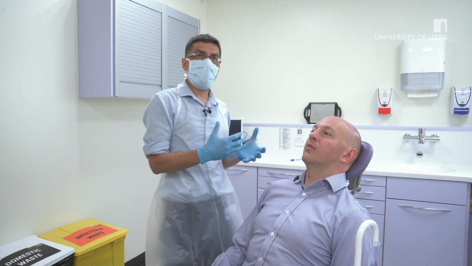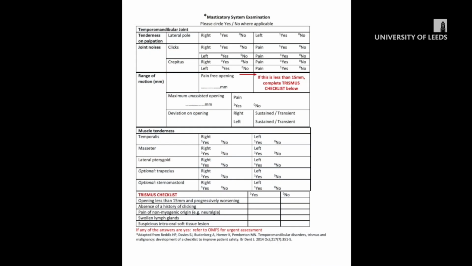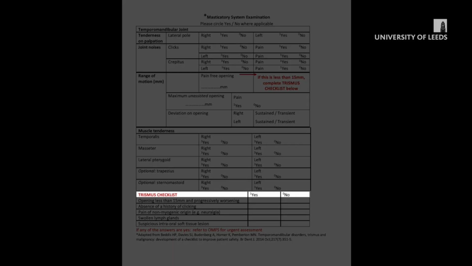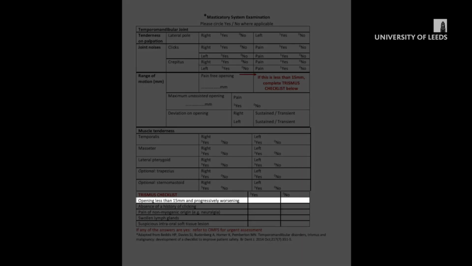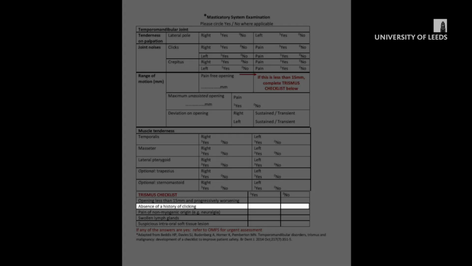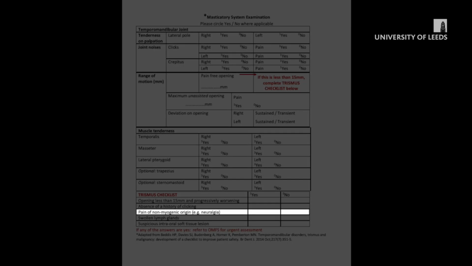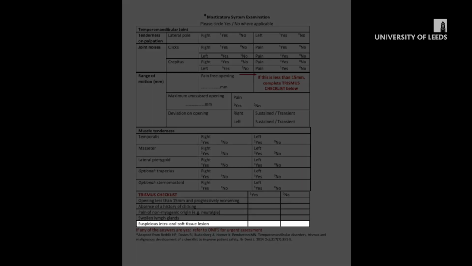We'll now discuss some red flags and common findings from what we've just examined. This red flag checklist needs completing if the patient has trismus, which is another word for reduced mouth opening. If any of these are positive, then a referral to oral and maxillofacial surgery is warranted. For example, if the mouth opening is less than 15 millimeters and progressively worsening, if there is an absence of a history of clicking, if the pain is of non-myogenic origin, for example neuralgias, if there are swollen lymph glands, or if there is a suspicious intraoral soft tissue lesion.